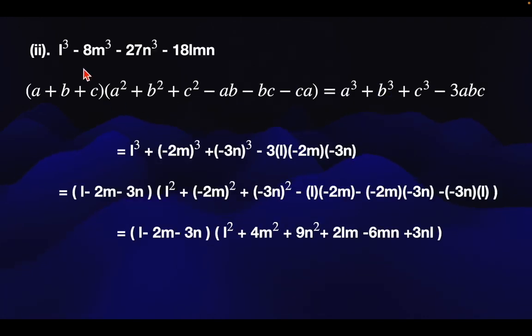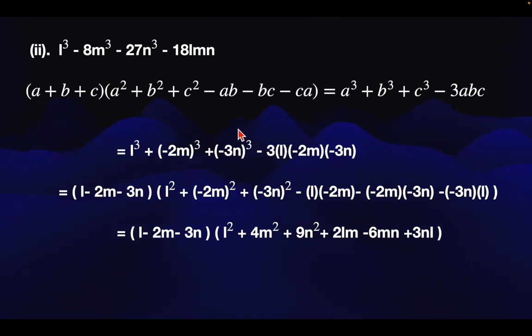The same method for the next sum. So here is the expression. It looks similar to this. There are 3 cubes in it. So let's apply. So here L cube, let's write it in the form minus 2m raised to cube, minus 3n raised to cube, and minus 3 into L into minus 2m into minus 3n.